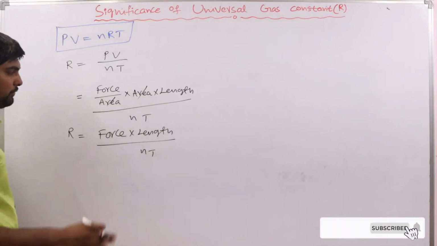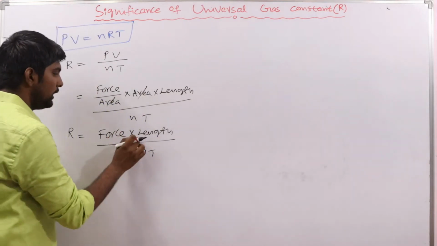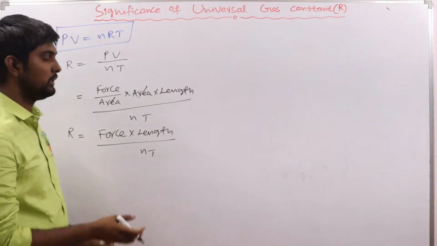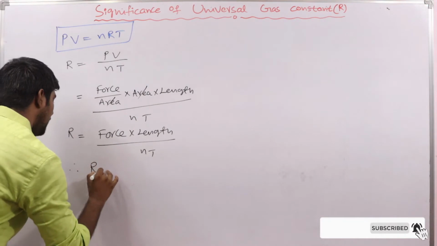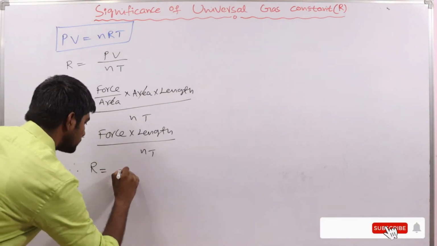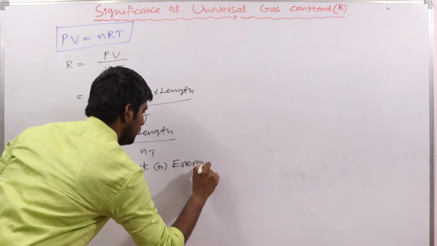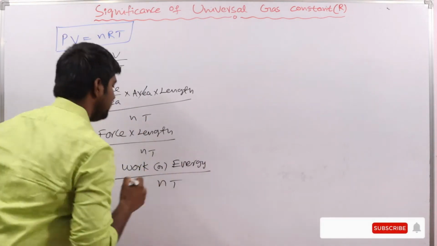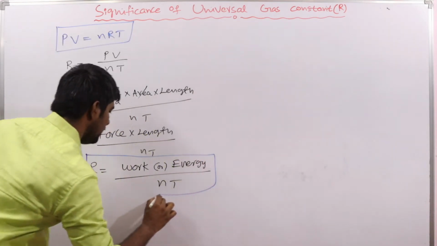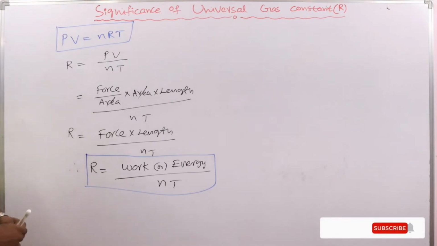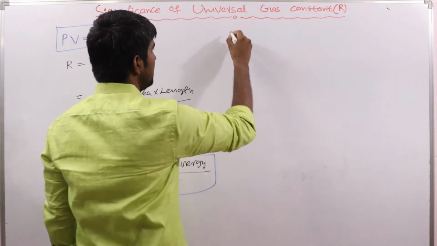If you look at this expression, force into length is nothing but work done or energy, which we discuss in thermodynamics and physics also. Therefore R is equal to work or energy by nT. This is the expression for R, the universal gas constant. So how can we define this?